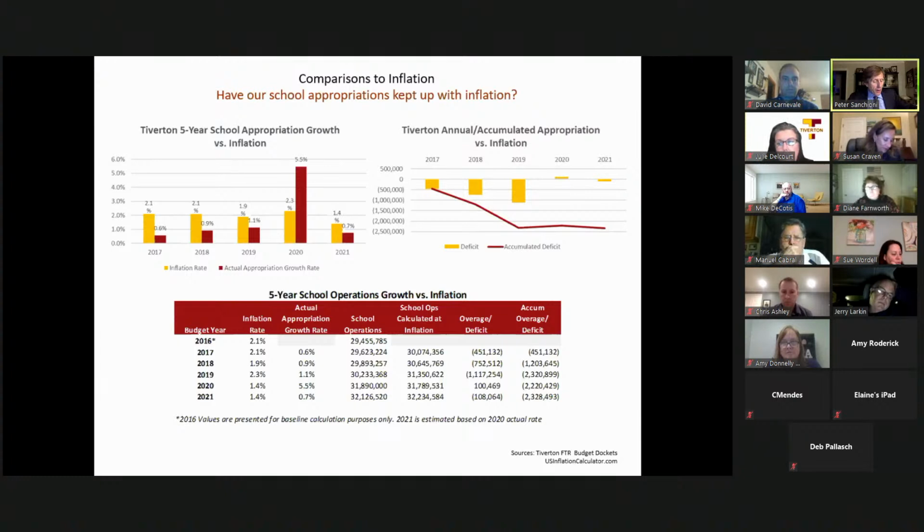All right, so let's move on. And the next one is rather an interesting chart. It again helps explain the situation the schools are in now.